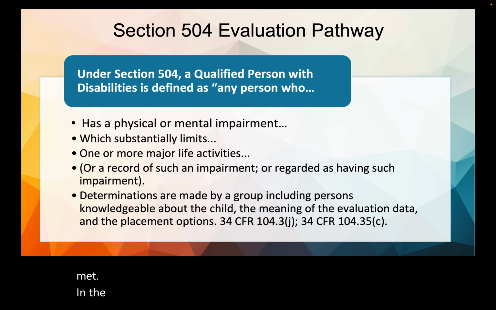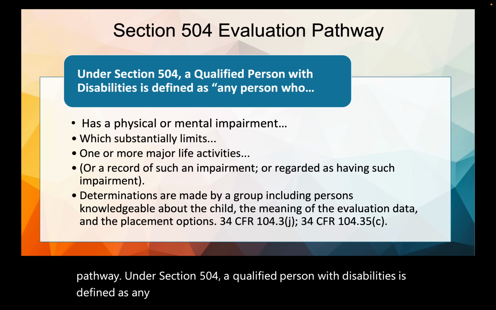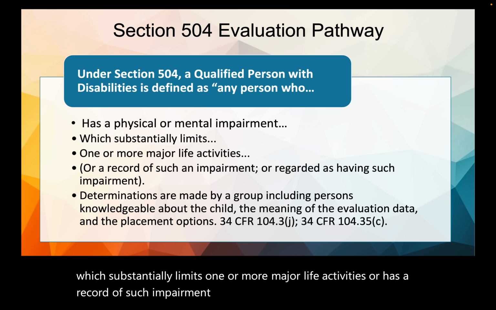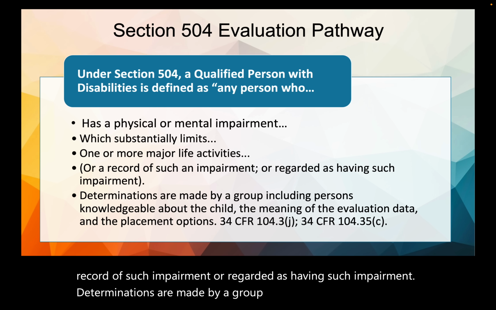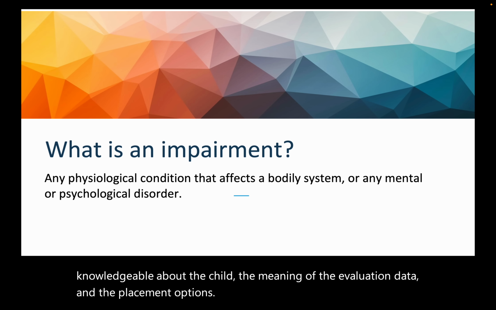In the next few slides, we will talk about the Section 504 evaluation pathway. Under Section 504, a qualified person with disabilities is defined as any person who has a physical or mental impairment which substantially limits one or more major life activities, or has a record of such impairment or regarded as having such impairment. Determinations are made by a group including persons knowledgeable about the child, the meaning of the evaluation data, and the placement options. What is an impairment?